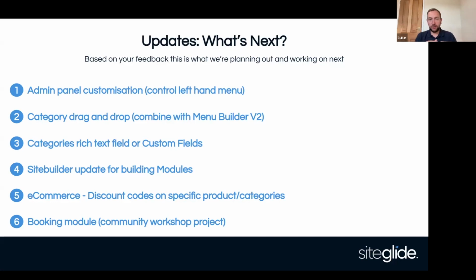categories and menu builder. We've really struggled to commit time to menu builder v2 just because replacing something that's there isn't always the easiest thing to prioritize. But I think we're now at a point where improving categories, making them more usable, drag and drop, and using that same process for menus is really worthwhile.